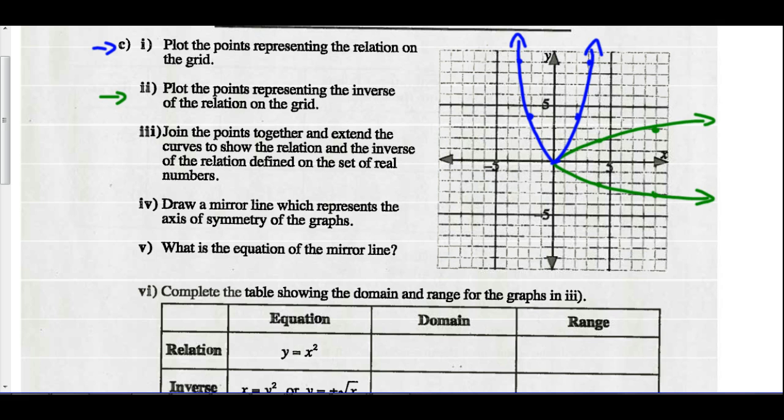All right. It asks you to draw a mirror line which represents the axis of symmetry of this graph. So our mirror line, again, the only point that doesn't change in this graph is 0, 0, and our mirror line would show up right here. All right, so there's our axis of symmetry.